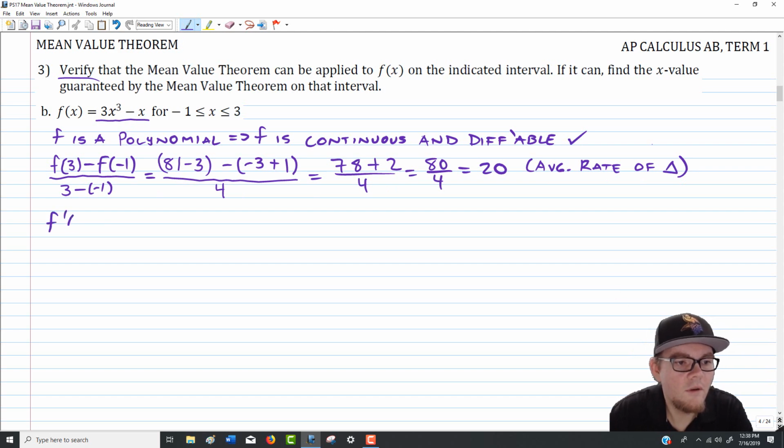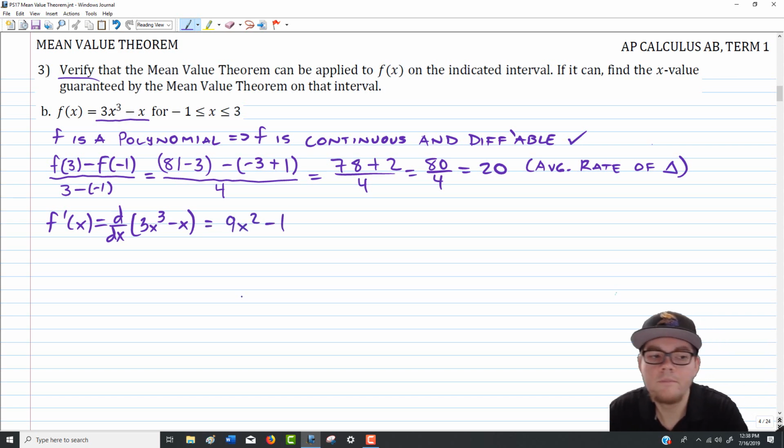Next, we need to compute the derivative, because again, our goal is to figure out where the average rate of change, or the slope of the secant line, is equivalent to the slope of the tangent line, so that those two lines will be parallel. They'll be equivalent in their slope. To find f prime of x, we've just got a polynomial. I'm just going to take the derivative with respect to x of 3x cubed minus x. When we do, we get 9x squared minus 1.